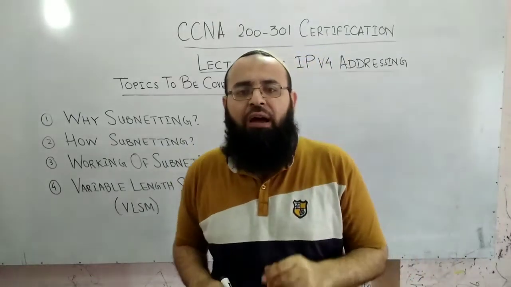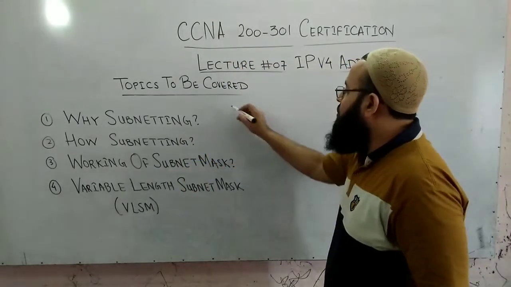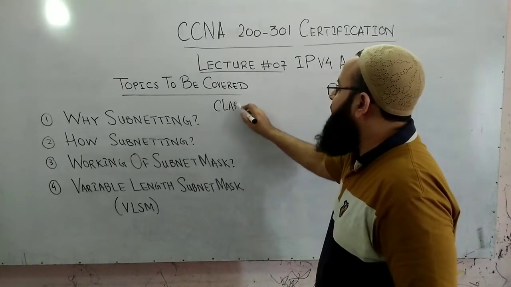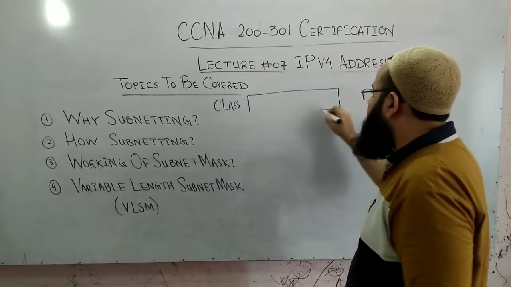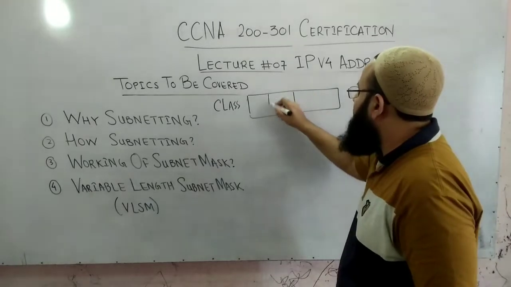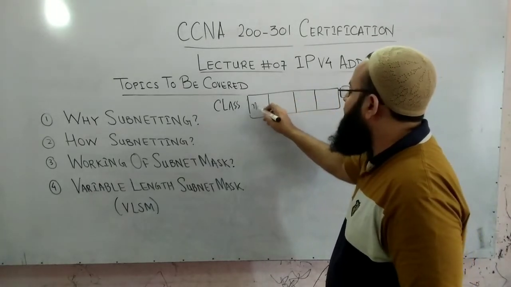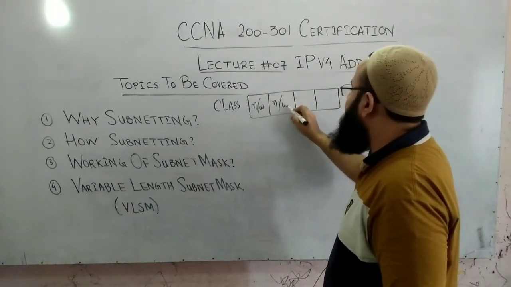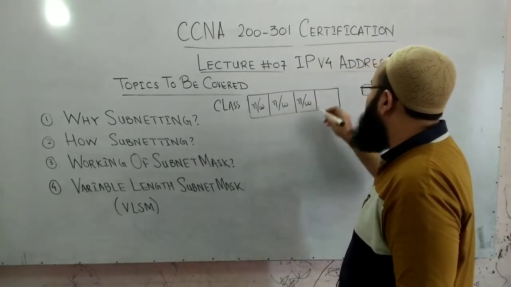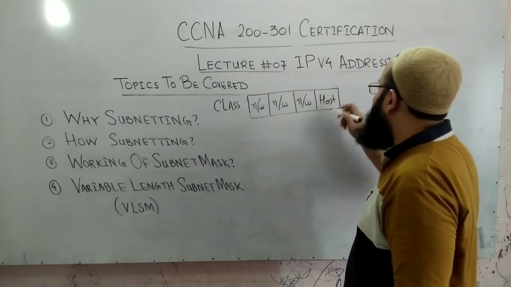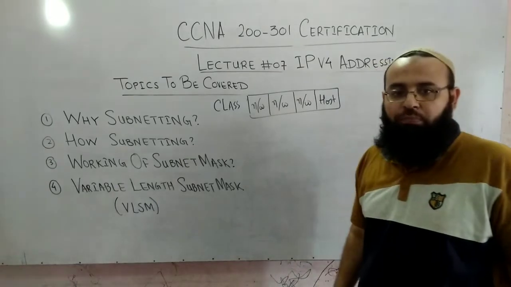Let us consider the example of a class C IP address. You know that in case of a class C IP address, the 4 octets are divided in this manner. These are the four octets. The first is of network, second is also of network, the third one is also of network, and the last octet belongs to the host.